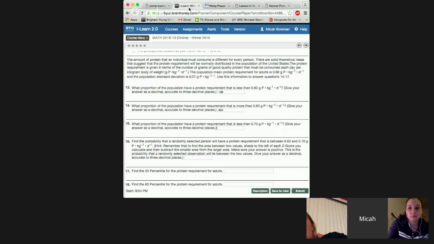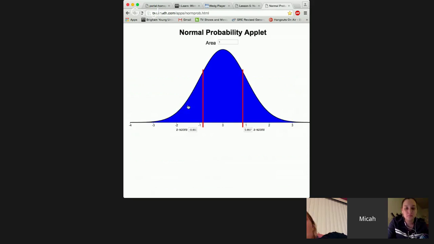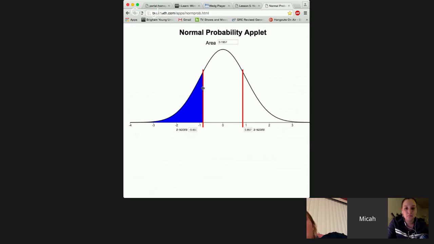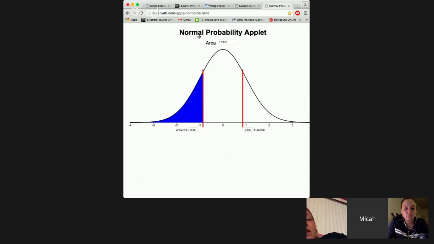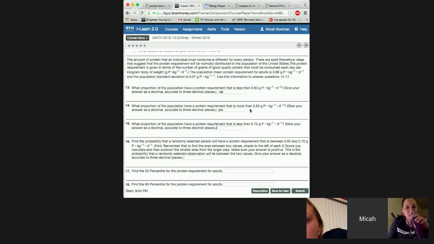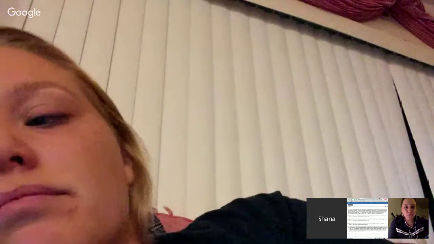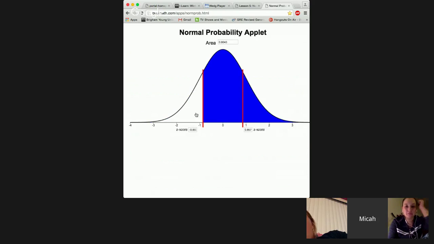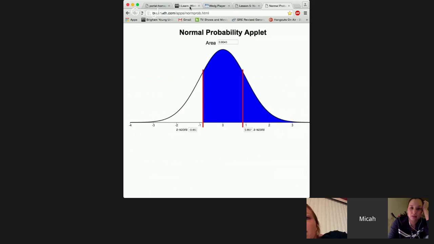Okay. So when it was asking what proportion will be less than 0.6, since it gave us a negative z-score, you would highlight everything below the negative z-score. Yeah. Does that make sense? Yeah. Sorry, my voice is going away. No. Then for 14, you just do the opposite. What would be more than 0.6? Okay. Yeah. So then you come up here and just highlight everything else besides that. Okay. Does that make more sense?